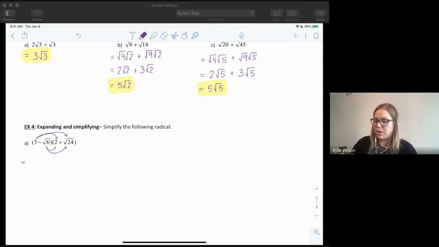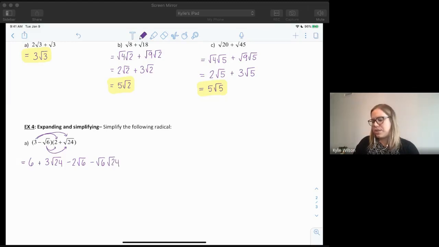So now let's go through all of our terms. So we start by doing 3 times 2, which is 6. 3 times root 24. So we're just going to say 3 root 24, like this. And then we have negative root 6 plus 2, times 2. So that will give us negative 2 root 6, like this. And then we have negative root 6 times root 24. So that gives us negative root 6 root 24. Just like that.